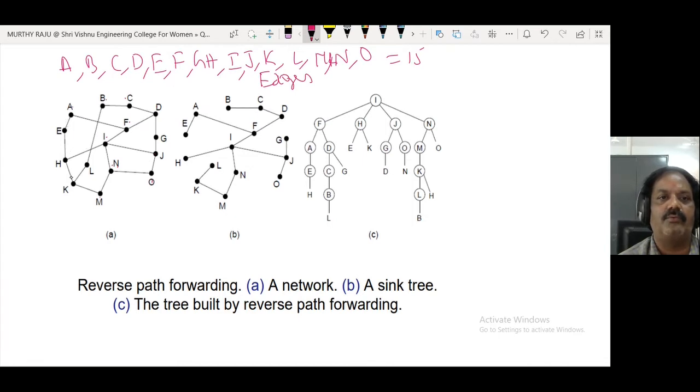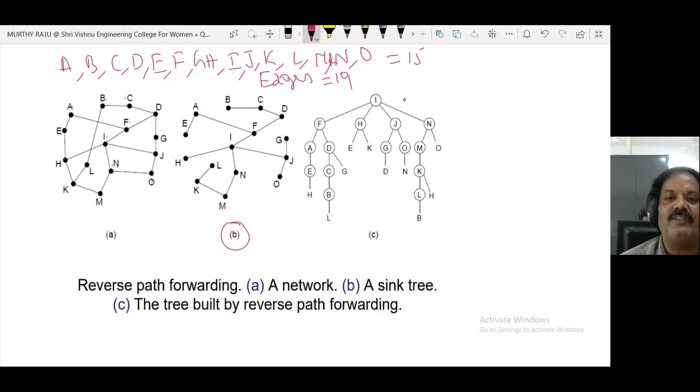1, 2, 3, 4, 5, 6, 7, 8, 9, 10, 11, 12, 13, 14, 15, 16, 17, 18, 19. The number of edges in that graph is 19. The B graph represents a subgraph of the A graph.